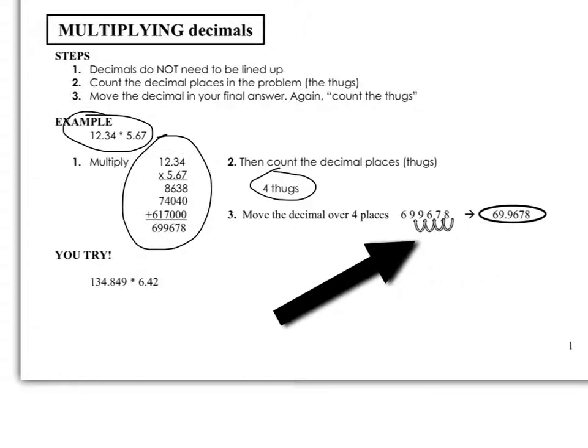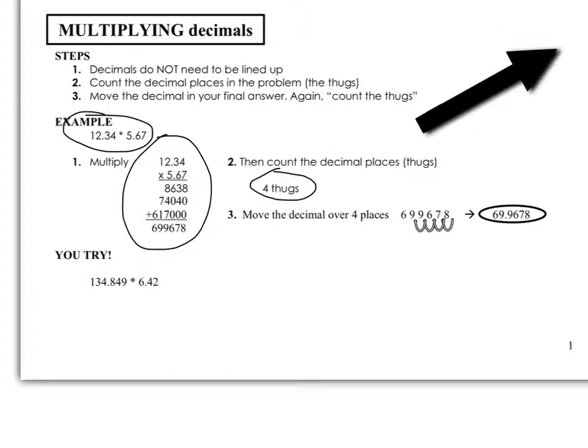Questions? Okay? Now I want you guys to try. Okay? I'm going to move this arrow out of the way, and in the space right here where it says you try, please multiply on your own to make sure that you can multiply decimals. You may begin.